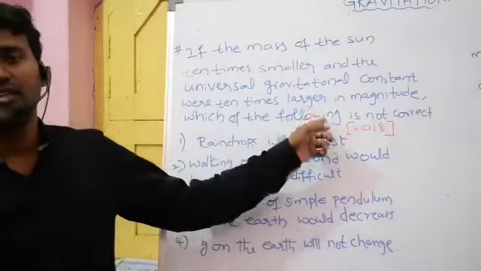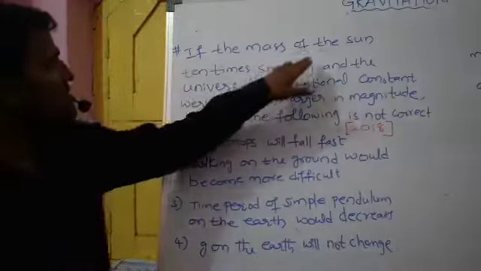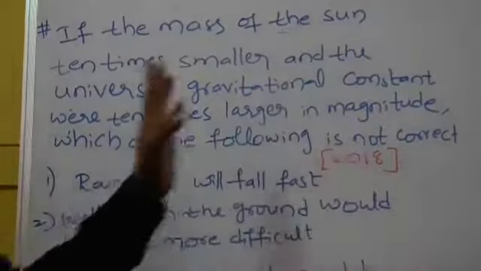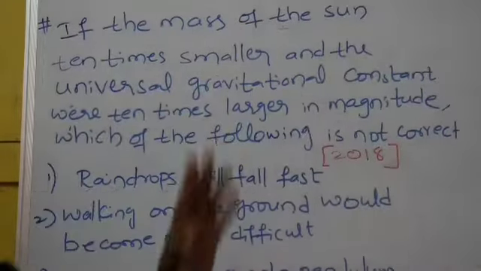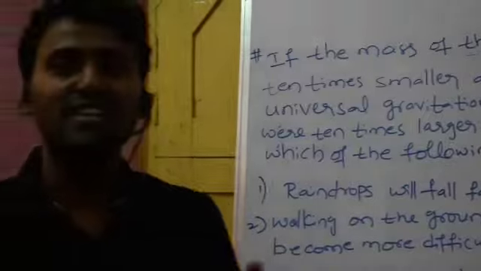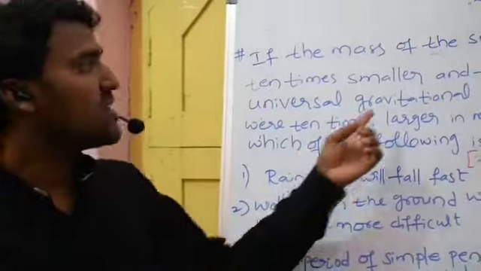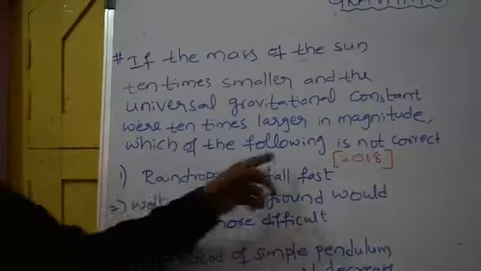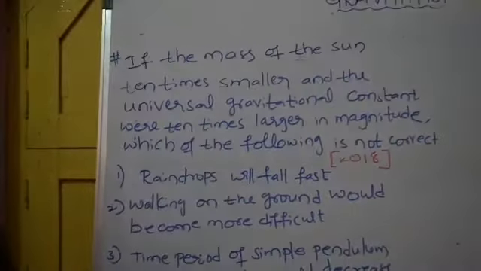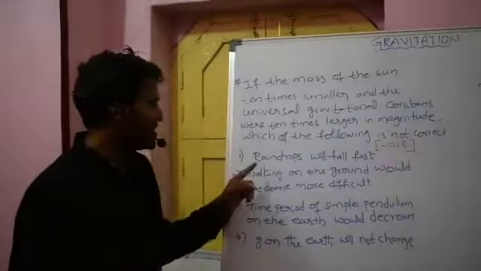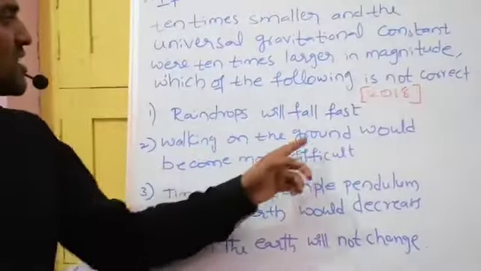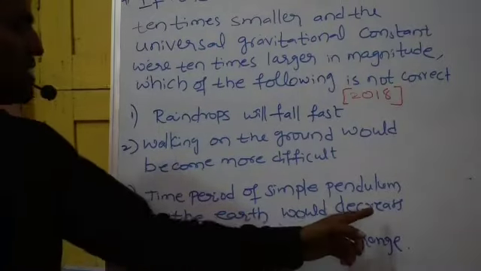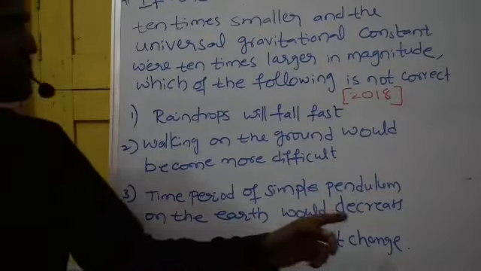It is a 2018 NEET question. In this one, if the mass of the sun were 10 times smaller and the universal gravitational constant were 10 times larger in magnitude, so the mass of the sun is decreased and the gravitational constant is increased, which of the following is not correct? In these four statements: raindrops will fall faster. Walking on the ground would become more difficult. Time period of the simple pendulum on the earth would decrease. g on the earth will not change.